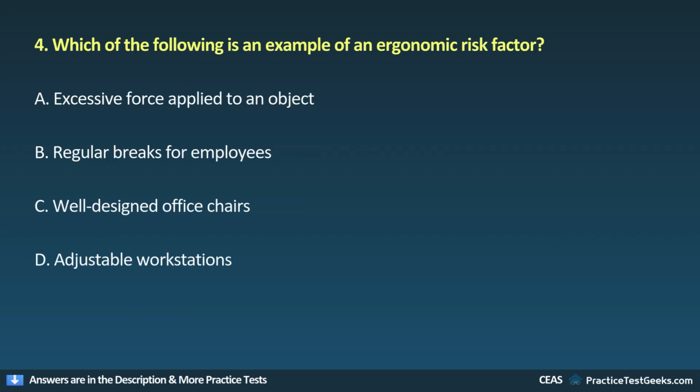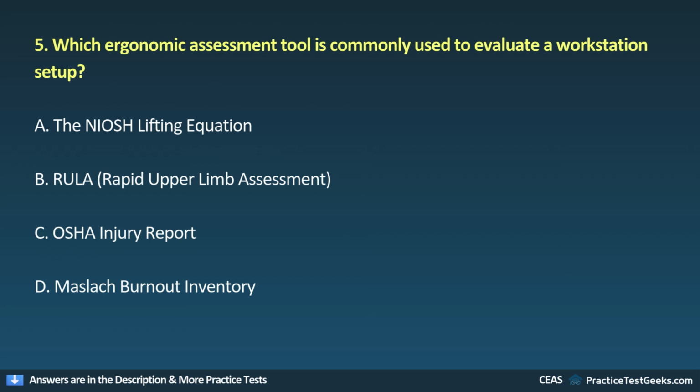4. Which of the following is an example of an ergonomic risk factor? A. Excessive force applied to an object. B. Regular breaks for employees. C. Well-designed office chairs. D. Adjustable workstations.